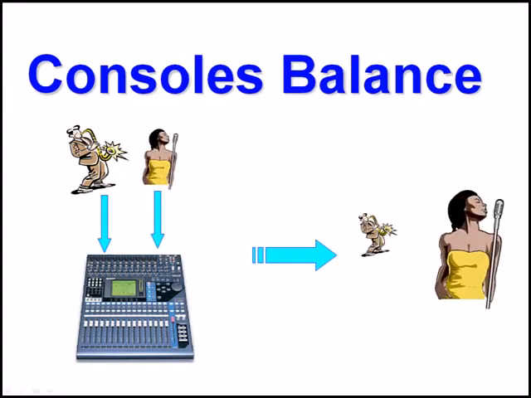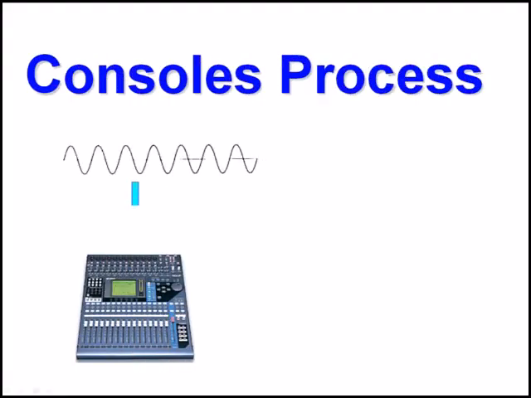Here we see 2 different inputs, a saxophone and a vocalist. Using the console, we can balance the amount of signal from each. In this case, we want to hear the vocalist more predominantly than the saxophone. Consoles also process. We recall from previous modules that processing is changing the qualities of the audio.